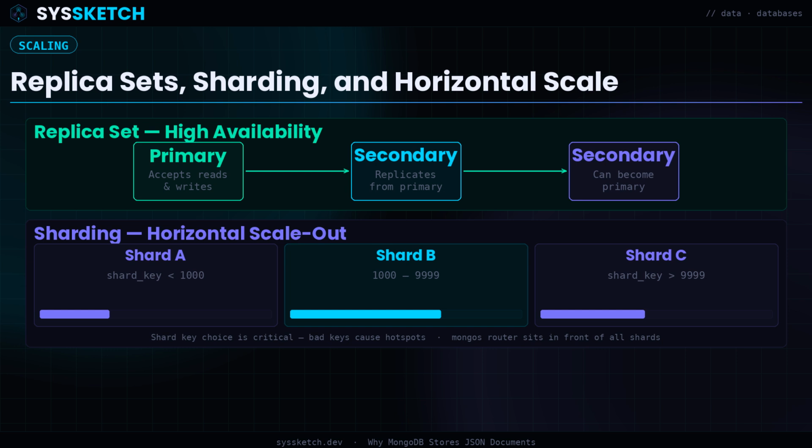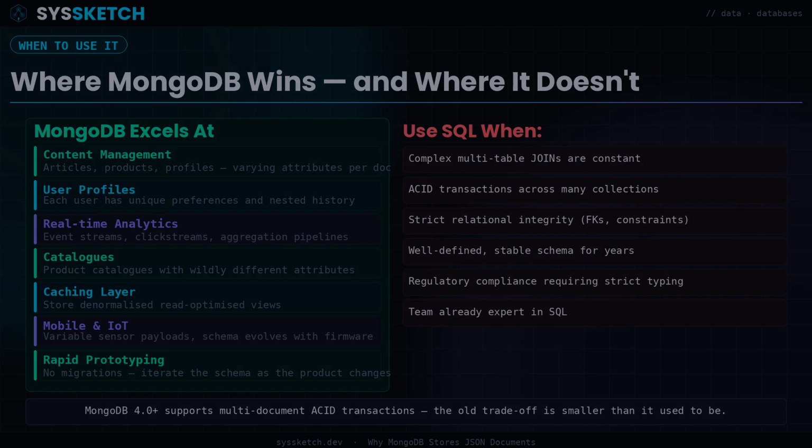The second layer is sharding. When a single replica set is no longer enough, you distribute the data across multiple shards using a shard key. MongoDB hashes or ranges on that key and routes each document to the correct shard. A router process called Mongos sits in front of all the shards and makes the entire cluster look like a single database to your application. Choosing the right shard key is critical. A poorly chosen key creates hotspots where one shard receives most of the traffic while the others sit idle.